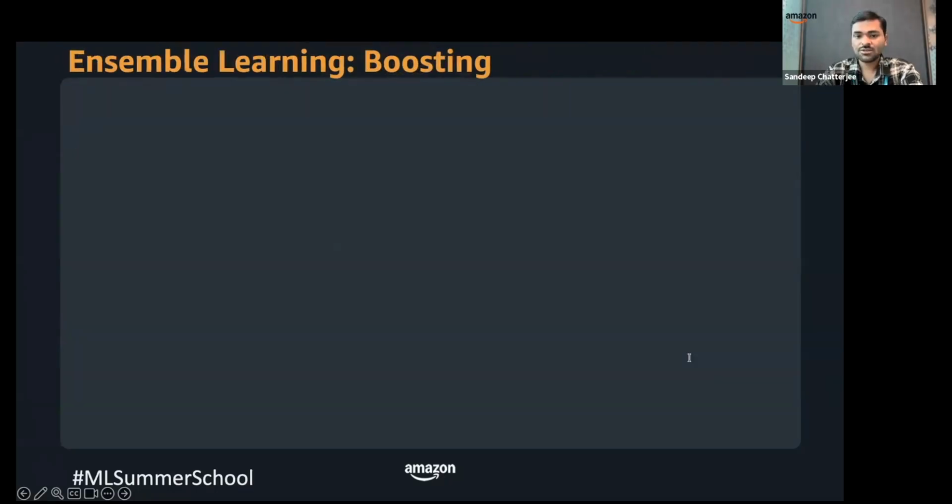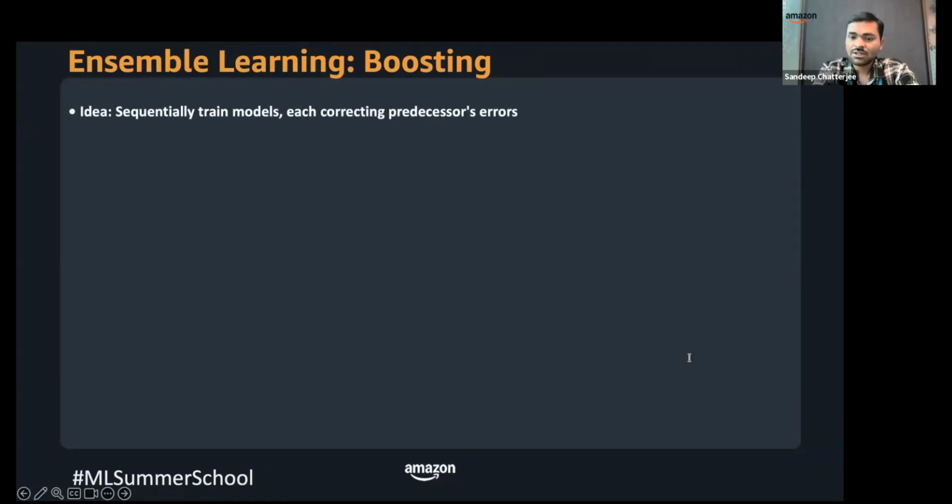Now, coming to the next topic, we have boosting. The core idea behind boosting is that instead of training models in parallel, we train them sequentially. Every single tree in the sequence has one specific job: to look at the mistakes made by the tree right before it and correct them. The logic is highly intuitive.